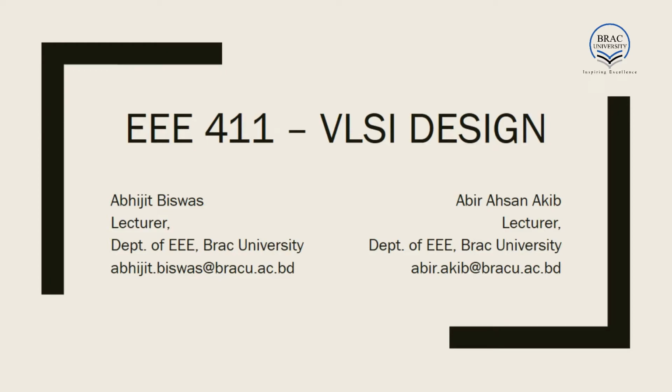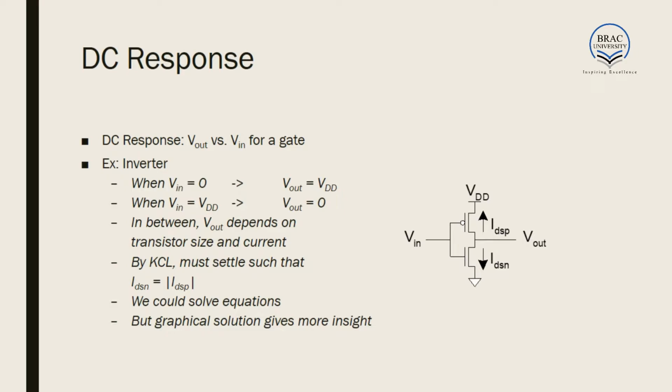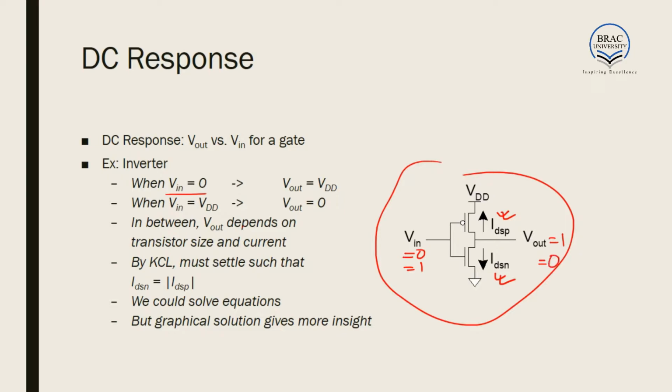Hello everyone. In this lecture, we'll be studying the DC response of the CMOS inverter. Now, let us look at the CMOS inverter. We have already seen this circuit of a CMOS inverter consisting of one PMOS and one NMOS. The response is: if V in is equal to 0, V output becomes 1. If V in is equal to 1, V output becomes 0. That is, it inverts whatever is provided at V in.